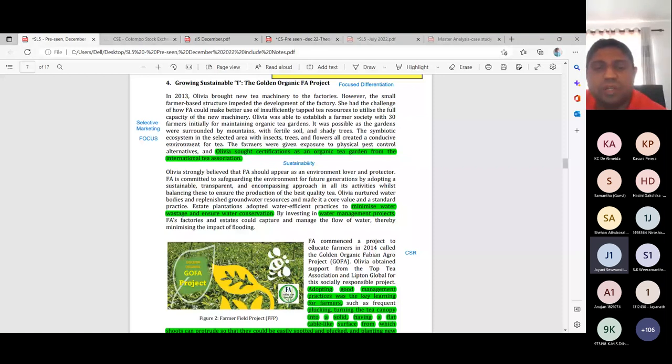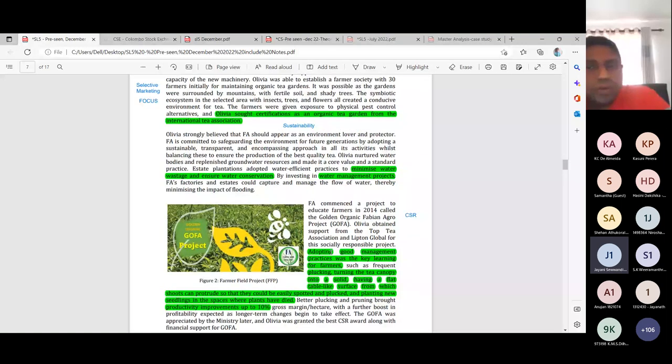Estate plantation adopted water efficient practices, minimize water wastage and ensure water conservation. By investing in water management projects, FA factories and estate could capture and manage the flow of water. They have a minimal impact of flooding. So these all are environment sustainable strategies. That's why I told you the sustainability is a key area here.